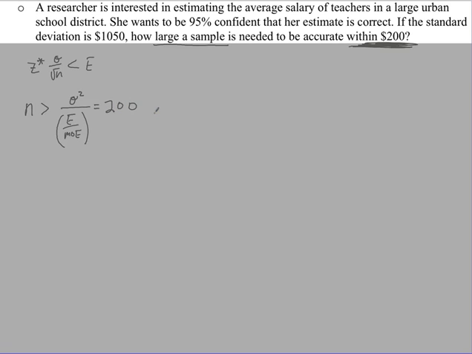Let's go ahead and run these numbers over here. I'll just put an arrow here. This is 200. So what I need to do is the standard deviation is 1050. I need to square that, divided by E, which is going to be my 200, divided by about 95%, so it's 1.96, and I square it. This is going to give me the answer.